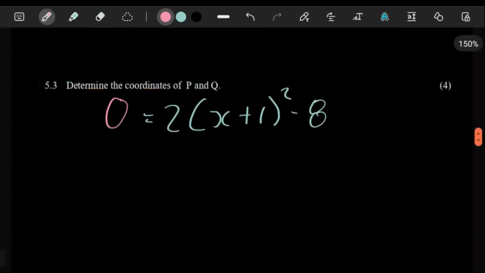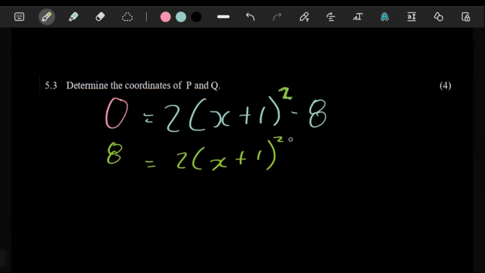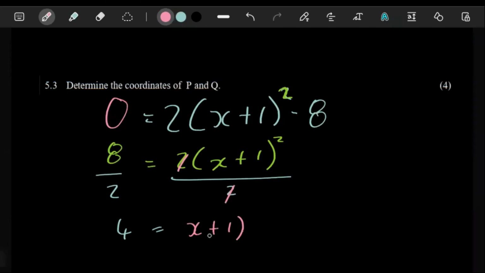For you to end up with 2 values, or 2 answers, you have to be careful here when it comes to getting rid of this square. So for now, we can take the 8 to the other side. It becomes a plus there. And then we can divide by 2 on both sides. Here, 8 divided by 2 is 4, and these 2s cancel. Then you have x plus 1 squared.